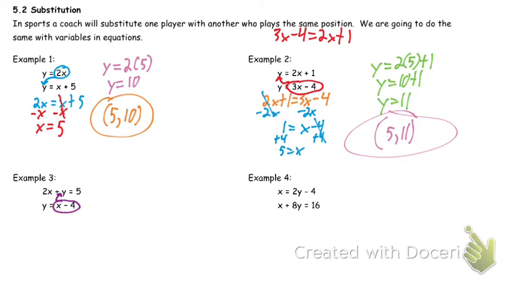Okay, 2x plus y equals 5. So instead of y, we're going to have what we're replacing it with. So we're going to have 2x plus x minus 4 equals 5. So we're going to rewrite that top equation, and every single thing will stay the same, except instead of y, we have x minus 4, because that's what it's equal to.